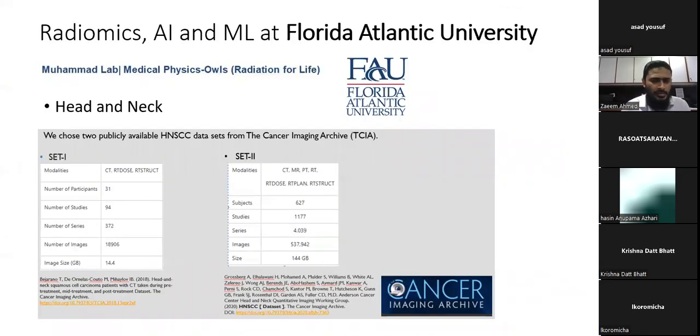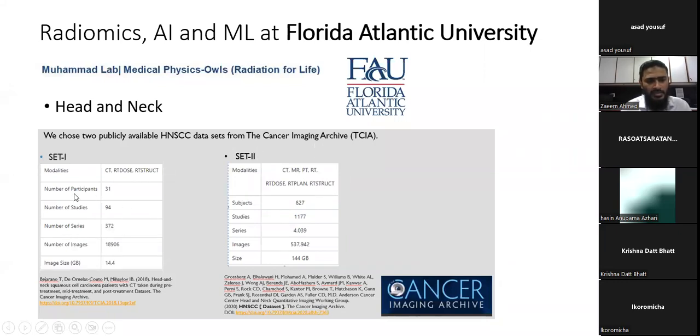And another project, which is also in progress with Florida Atlantic University, Mohammad's Lab. It's on head and neck. What we took is two publicly available data sets from the Cancer Imaging Archive.